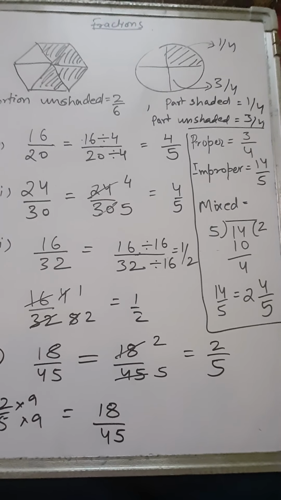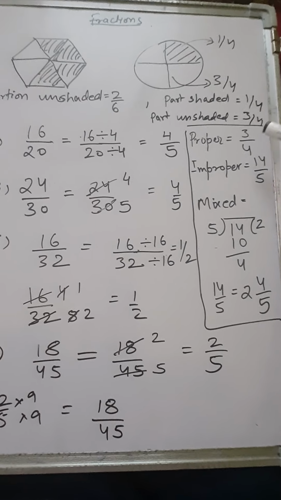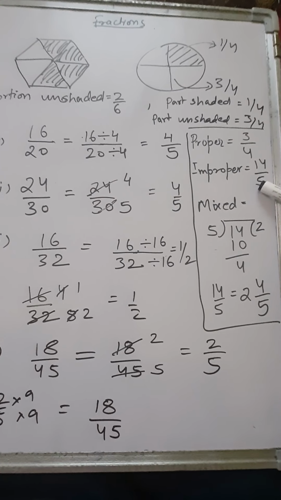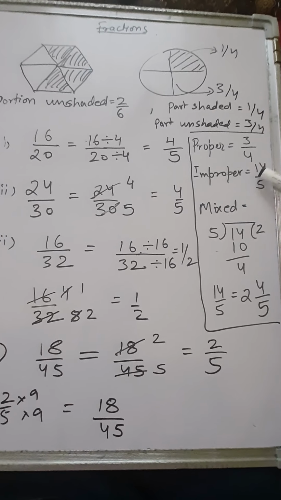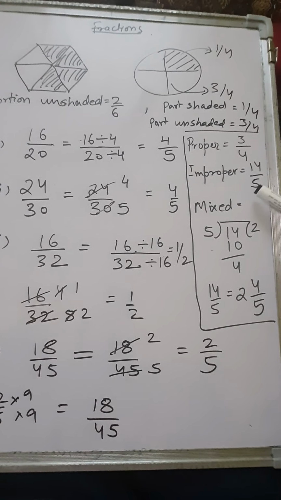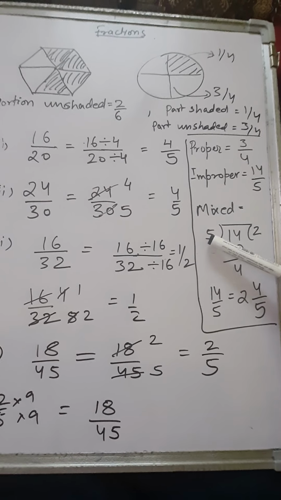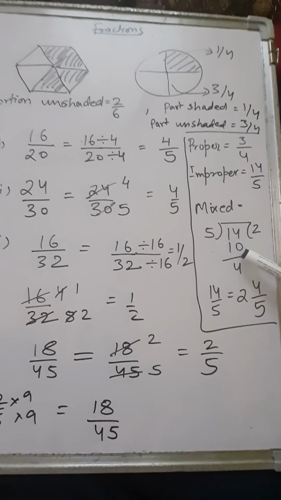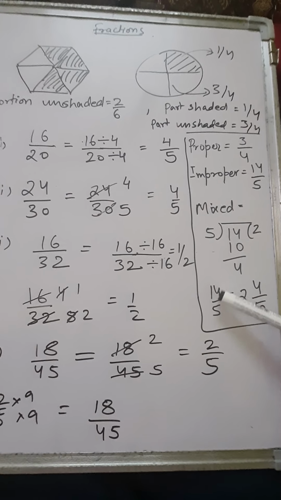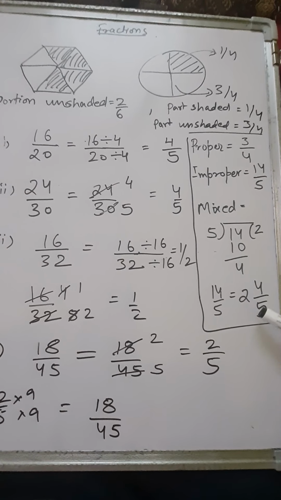What is a proper fraction? When the numerator is less than the denominator, that is a proper fraction. When the numerator is greater than the denominator, that is an improper fraction. An improper fraction can be converted into a mixed fraction by dividing the numerator by the denominator. We know if we divide 14 by 5, what will we do? 5 2s are 10 and 4 will be the remainder. So this 14 by 5 can be written as 2 wholes 4 by 5.